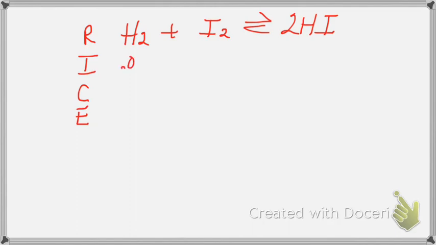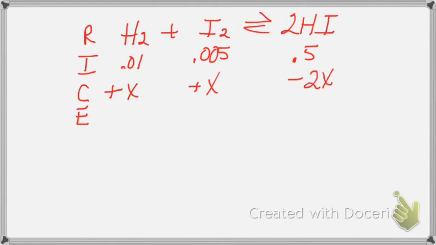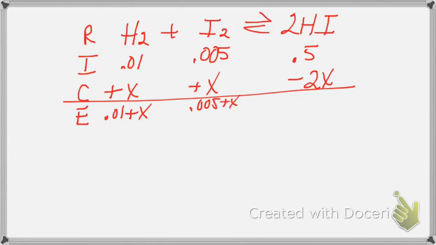So we got 0.01, 0.005, and 0.5. So now we're going to have plus X on this side, and minus 2X over here. And so at equilibrium, we have 0.01 plus X, 0.005 plus X, and 0.5 minus 2X. So let's plug that into our equilibrium expression.